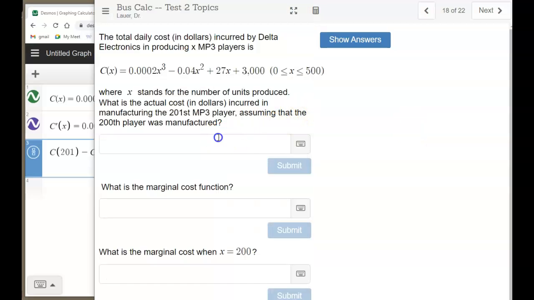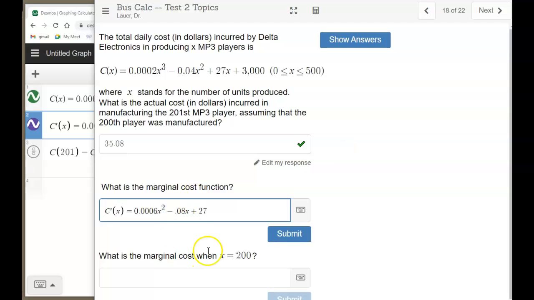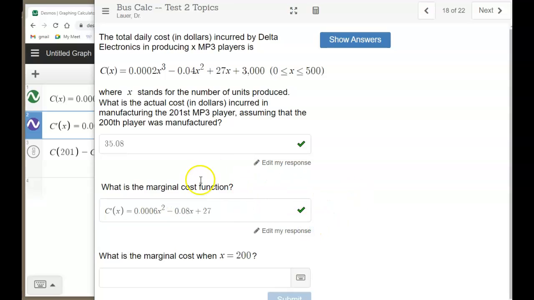I could submit that and I got it right. So the next one is the marginal cost function, and I've got it right here, so I can just copy and paste. I needed it anyway. Oh, it didn't like that. So here I'm expecting exact strings. So to get this to give you a check mark here, you're going to need the 0.08, and I get a check. So this is really picky in Desmos. I'd have to check it differently to get a better answer than this.